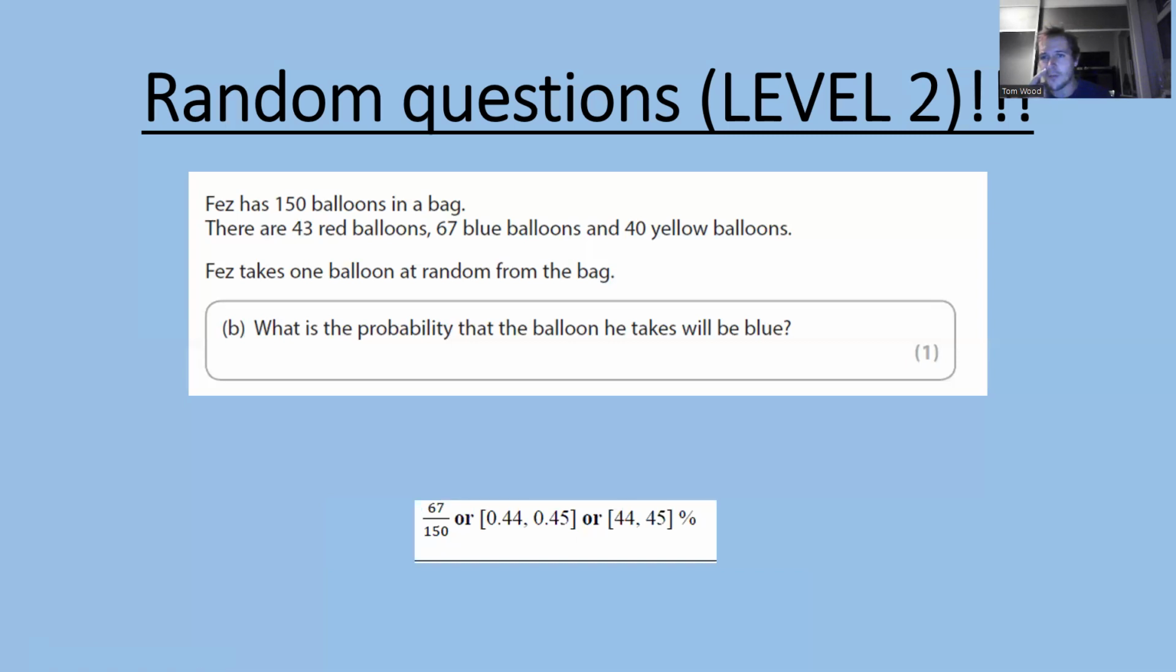These are the answers from the actual mark scheme itself. So as you can see here, 67 over 150 as a fraction, or 0.44 to 0.45, or 44 to 45%. That is incredibly nice of them. Any way you give your answer, they will accept it. If you were to give your answer as a decimal, 67 divided by 150 gives you 0.4466 recurring. What they're saying there is that they are going to accept any answer between 0.44 and 0.45.